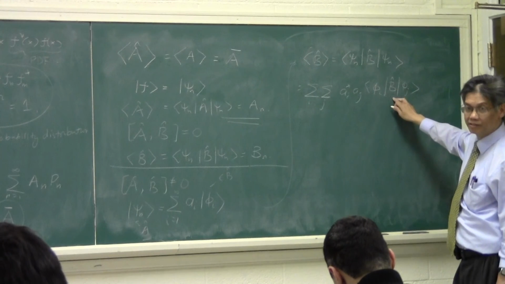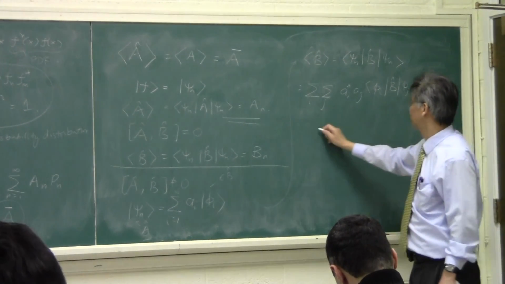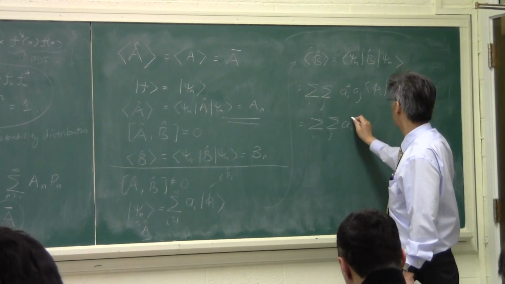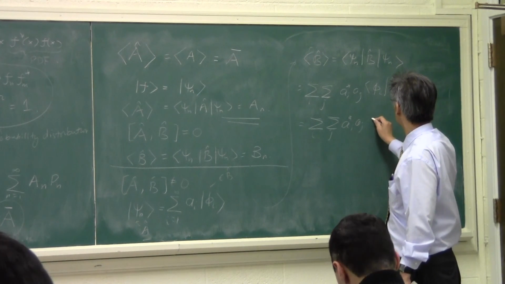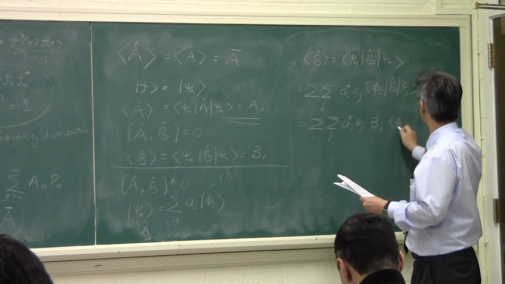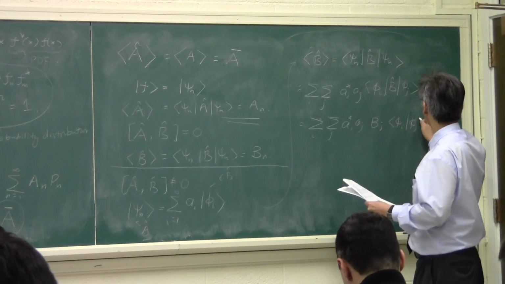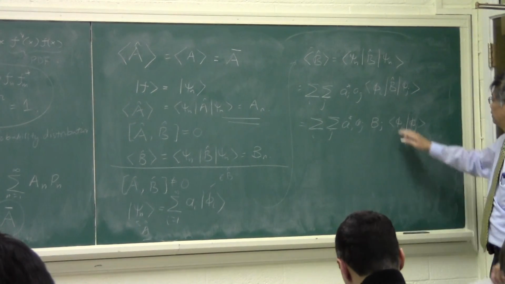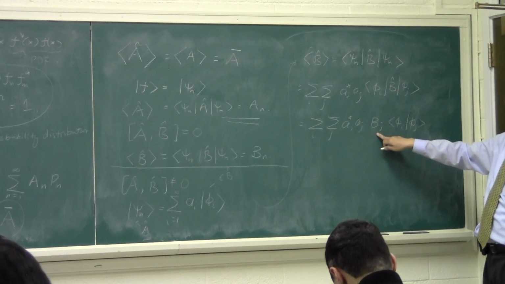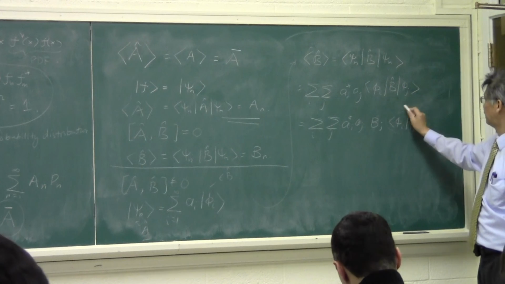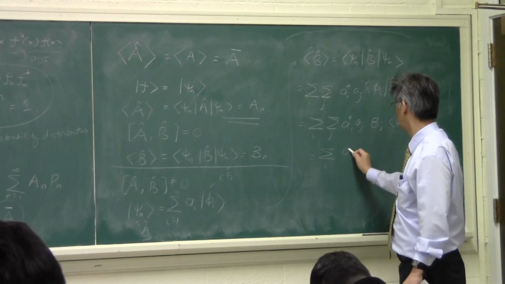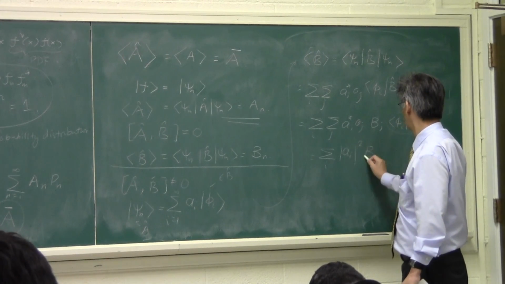And I can simplify them. This might be something like a_i a_j B sub j times phi_i phi_j, because they define the phi_j to be the eigenfunctions of B. So I can replace that with an eigenvalue B_j, and this is delta_ij. So this finally becomes just one summation, over B_i.